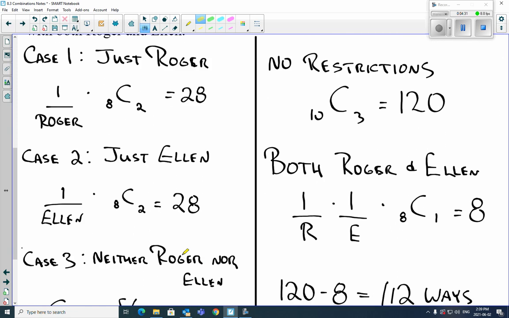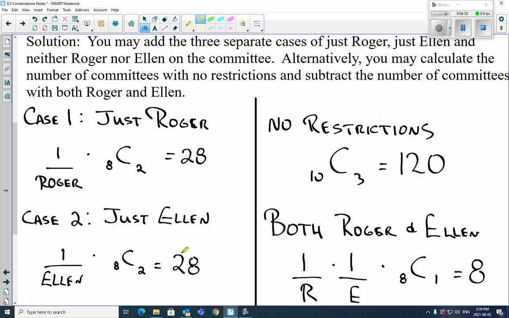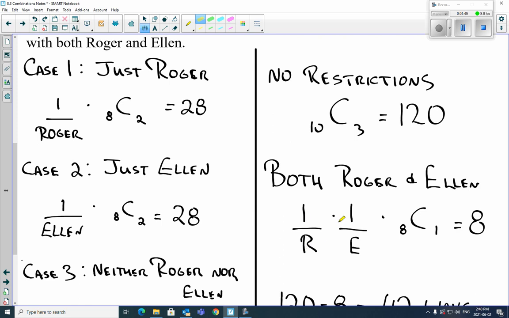Here's a cool way of doing it. Think from a different perspective. Think if there were no restrictions at all. So if there were no restrictions at all, it would be 10 choose 3, right? 10 people, we're choosing 3, we get 120. What if both Roger and Ellen were on the committee? We know that can't happen, but what if they were both on the committee? So it'd be 1 for Roger and 1 for Ellen. So it'd be 8.